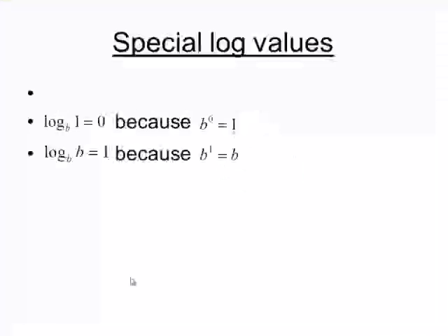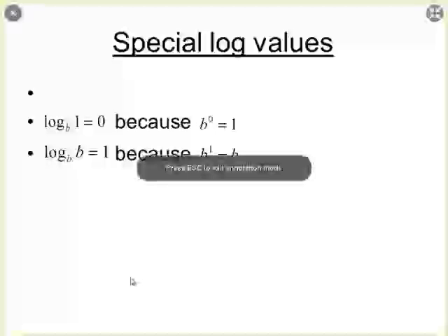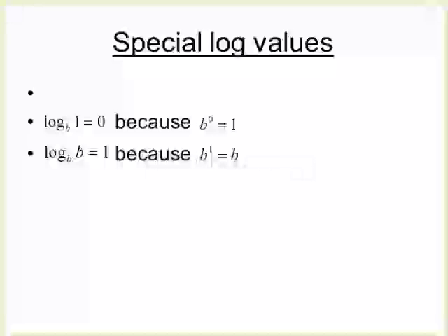There are 2 logs that we can evaluate easily by looking at them, or 2 types of logs, I should say. The first one is anytime we have a 1 inside of the log, no matter what the base is, it is going to be equal to 0. So if you are asked to evaluate the log base 47 of 1, it has to be 0.